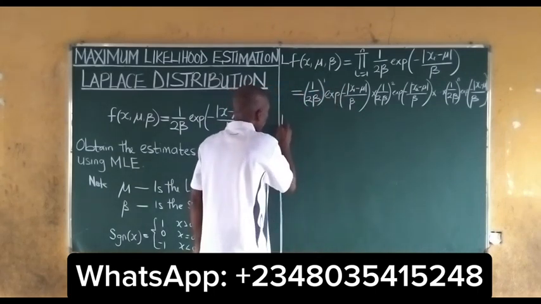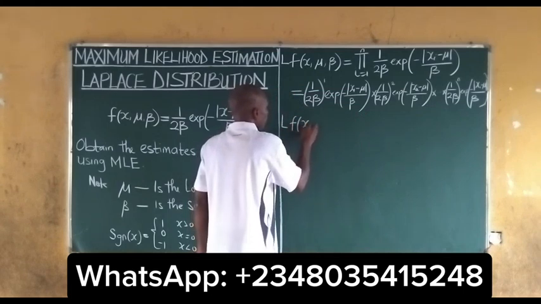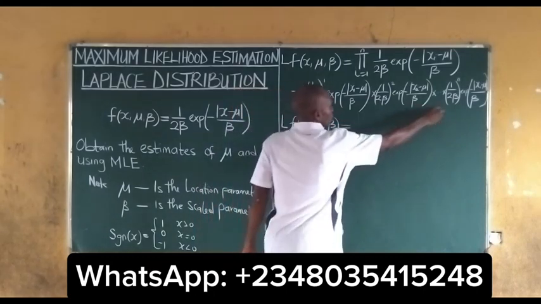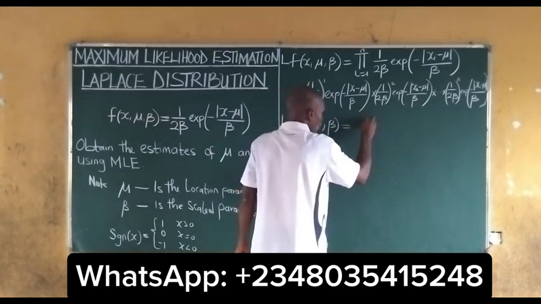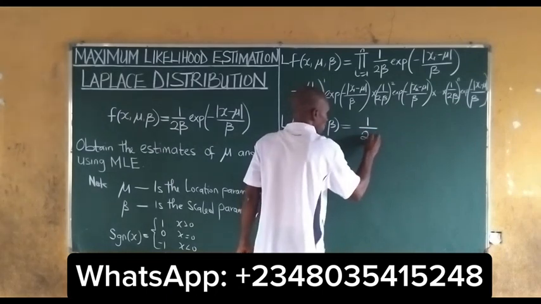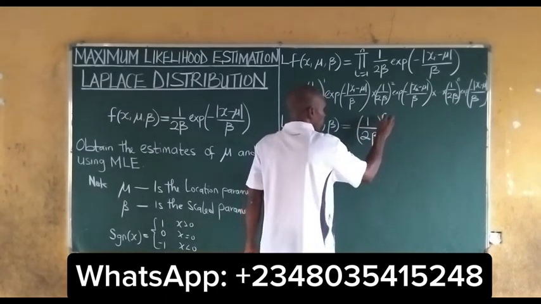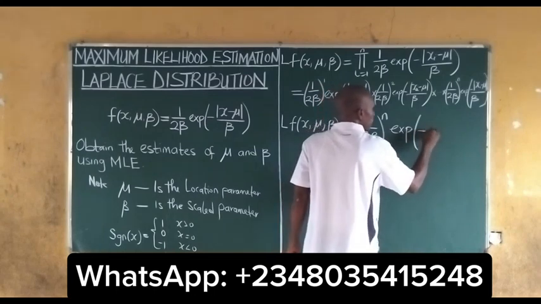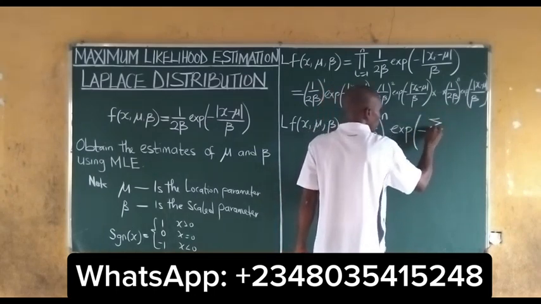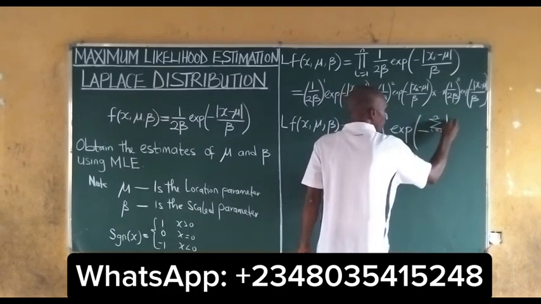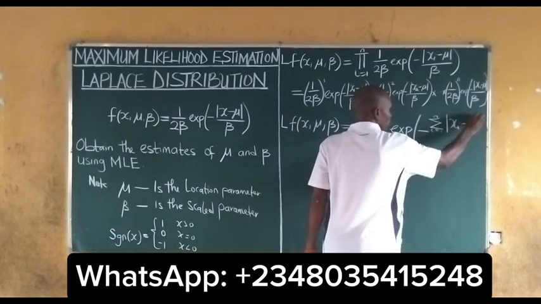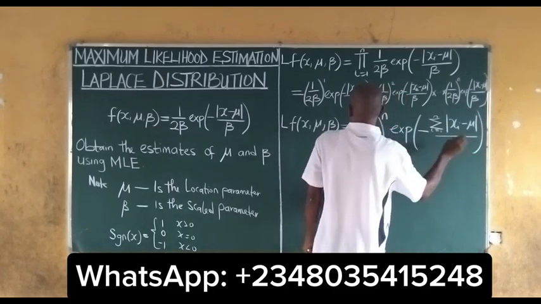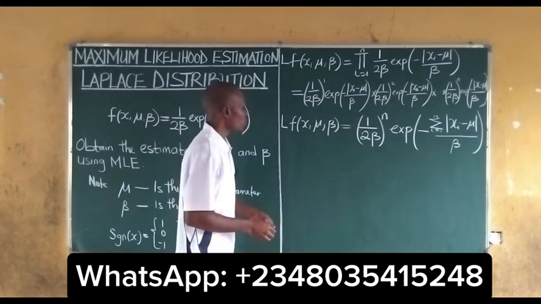It then means that our likelihood function of the Laplace distribution, since it's the product, we'll now write it as 1 over 2 beta raised to the power of n, exponential negative summation, because we are summing n times the values of xi minus mu over beta. So this is what we get.